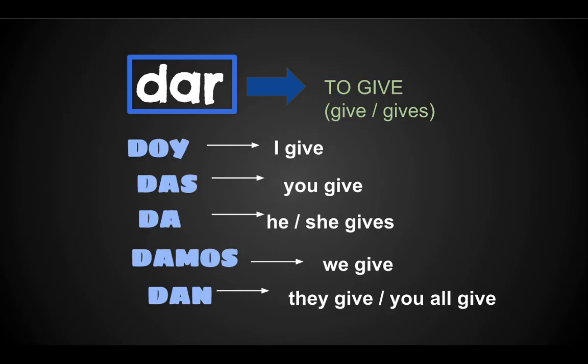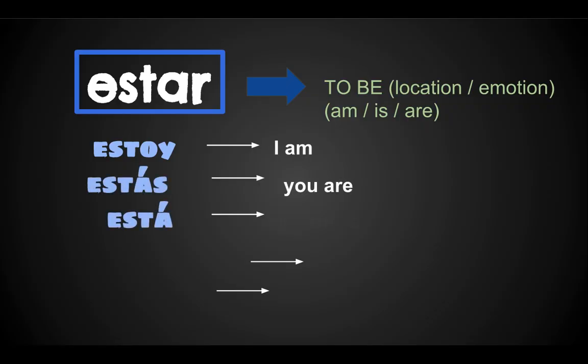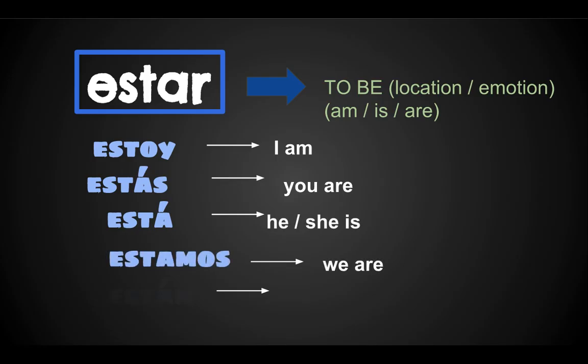Again, pause the video if you need to, but let's move on to the third verb. Estar means to be, but it's specifically for talking about location or emotion. Am, is, or are. This one's spelled very strangely. Estoy is I am. Estás with an accent is you are. Está with an accent is he or she is. Estamos, we are. Están with an accent is they are, you all are.